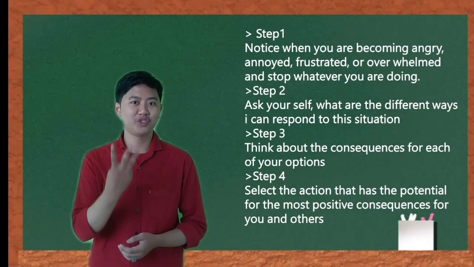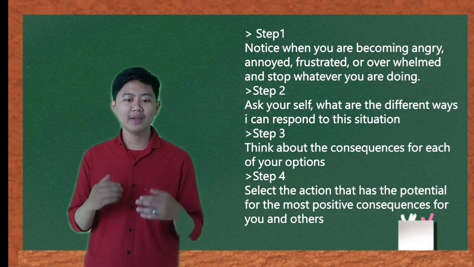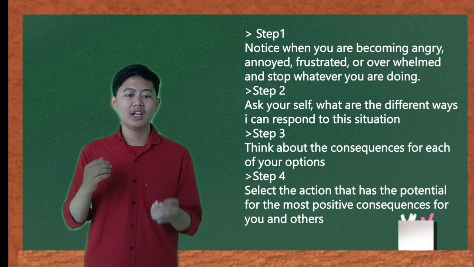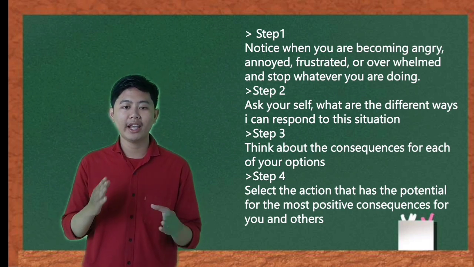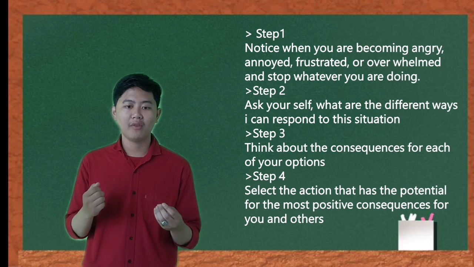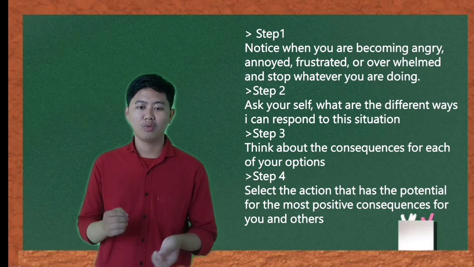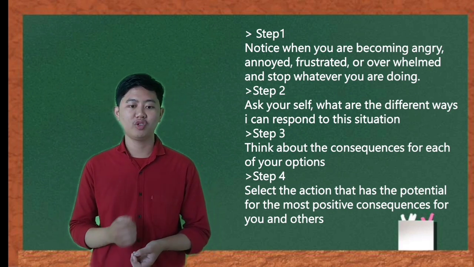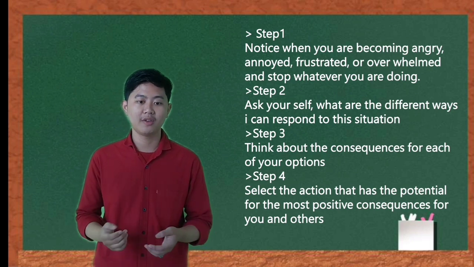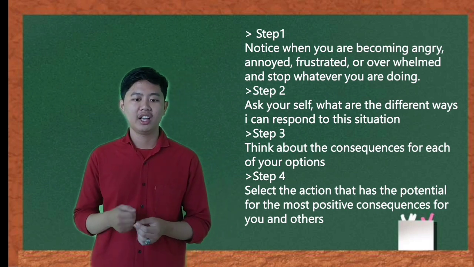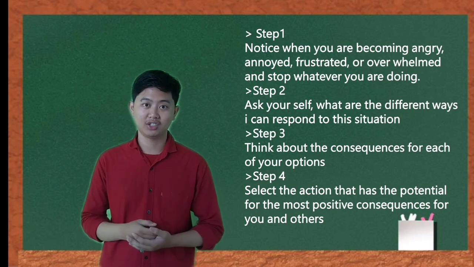Okay, we continue step 3. Provide students with cognitively based strategies. The student commonly employs the same process, which involves the following steps. In this case, we have 4 steps. Step 1, notice when you are becoming angry, annoyed, frustrated, or overwhelmed, and stop what you are doing. Step 2, ask yourself, what are the different ways I can respond to this situation? Step 3, think about the consequences for each of your options. And step 4, select the action that has the potential for the most positive consequences for you and the others.